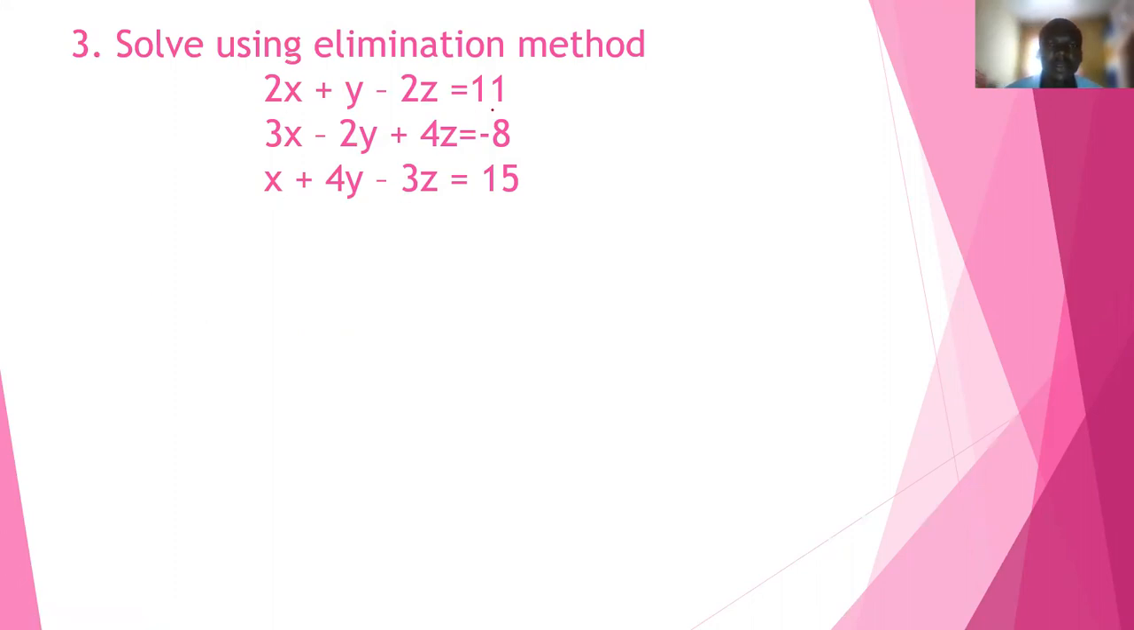Let's see. In this case, we can say this is equation 1, this is equation 2, this is equation 3. In this, you can take any two pairs of equations. Let's work out the first one: 2x plus y minus 2z is equal to 11.